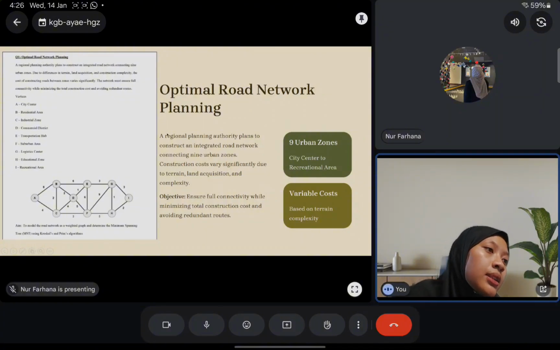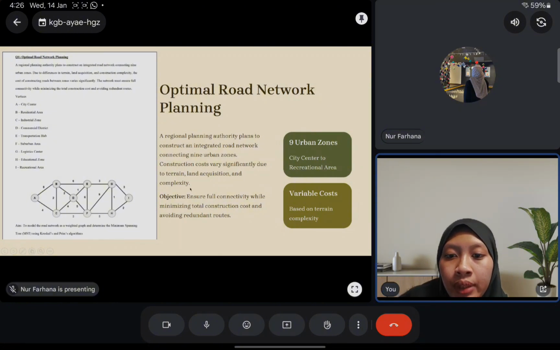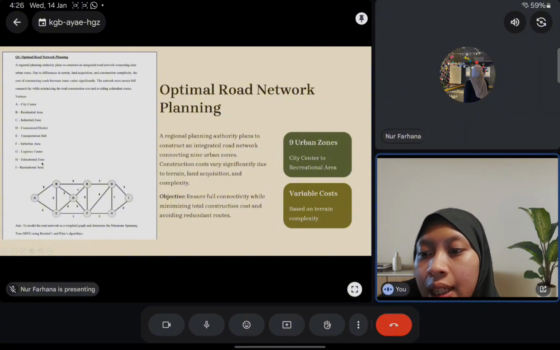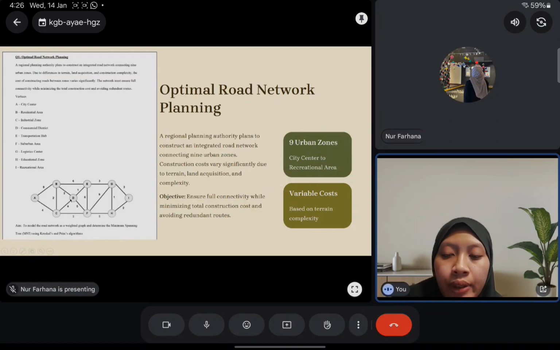The question is: a regional planning authority plans to construct an integrated road network connecting 9 urban zones. Construction costs vary significantly due to terrain, land acquisition, and complexity. The zones are city center, residential area, industrial zone, commercial district, transportation hub, suburban area, logistics center, educational zone, and recreational area. This is the graph that we got in the question.